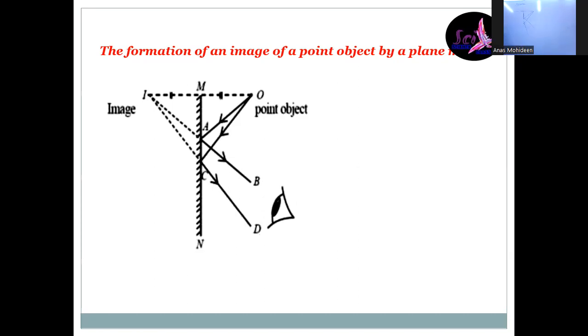So can you see now? This is the incident ray. I'll take it as OA and OC. OA is the first incident ray. OC is the second incident ray. OA reflects out as AB. OC reflects out as CB.